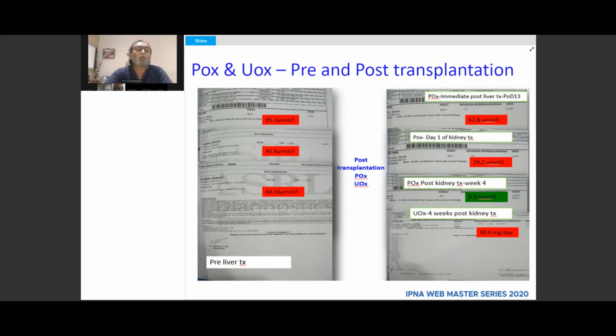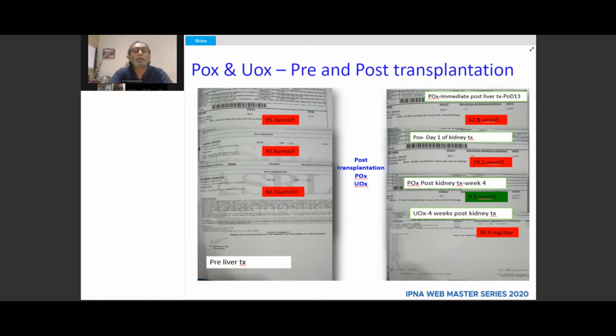So the one on the left shows plasma oxalate pre-liver transplant and immediately post-liver transplant, so again it's high, around 60s. On POD1 of kidney transplant, the plasma oxalate dropped to around 29, and at 4 weeks around 8.9, and urinary oxalate at 4 weeks was still high at 90.6 milligram per day.